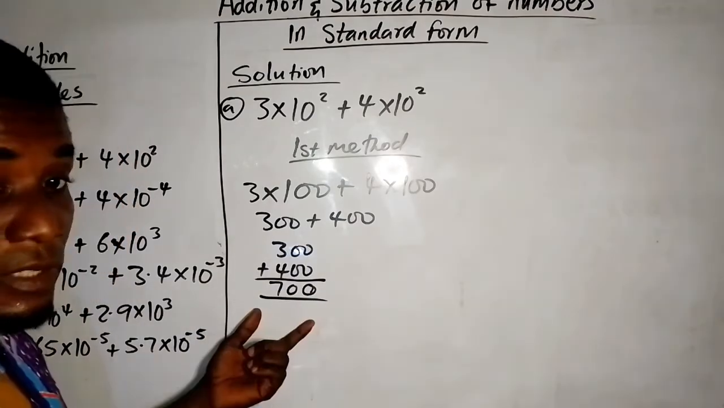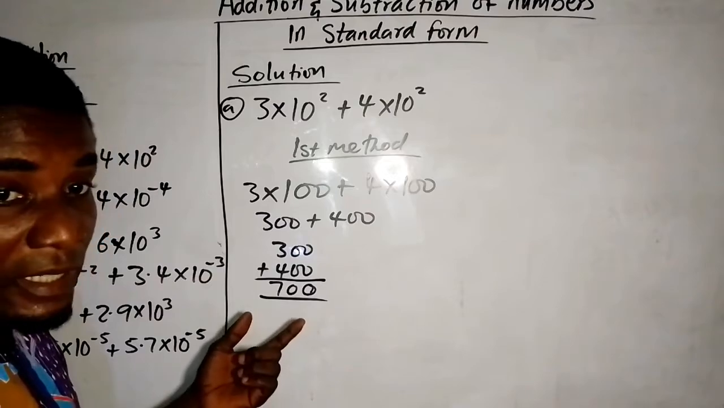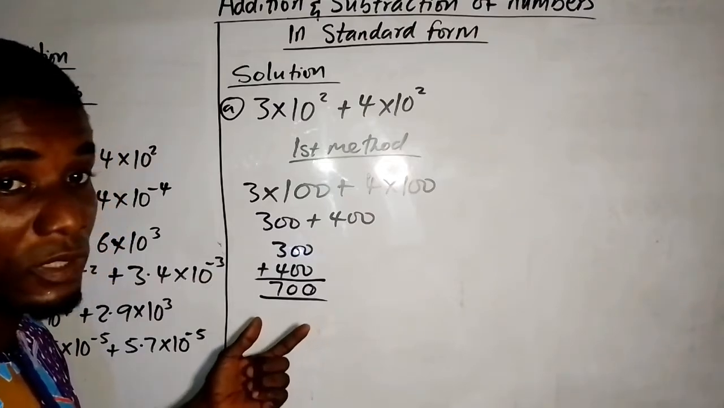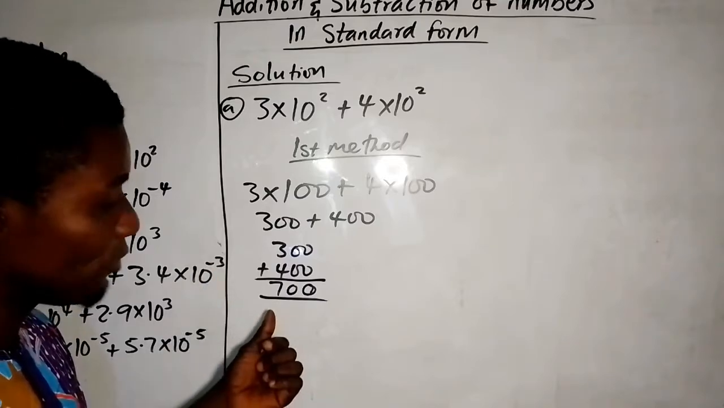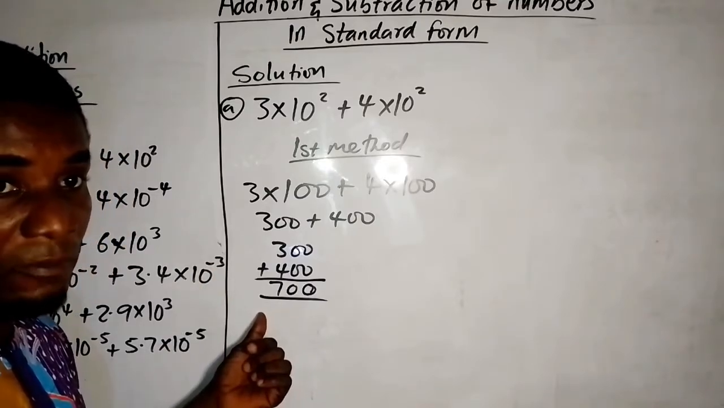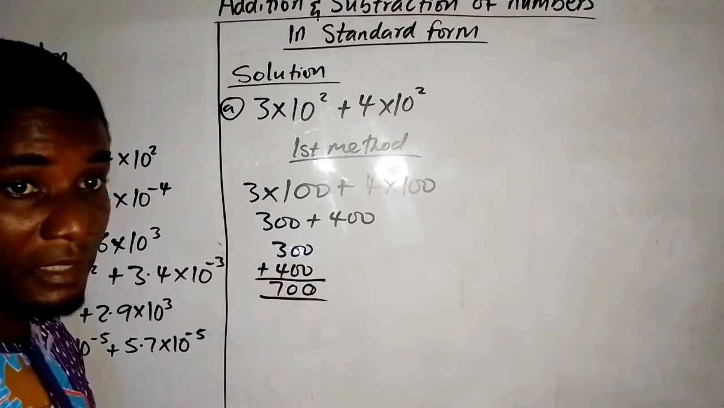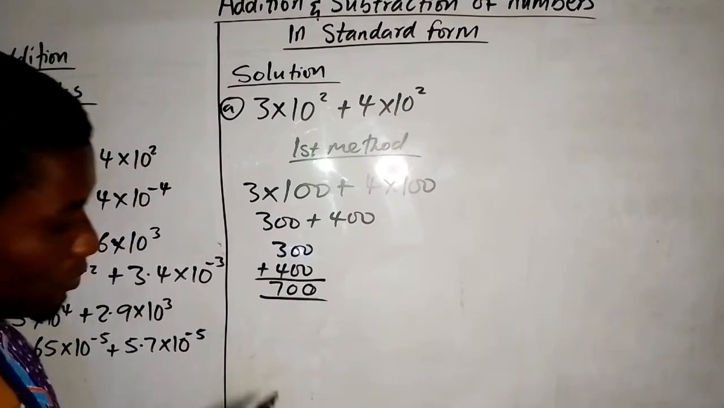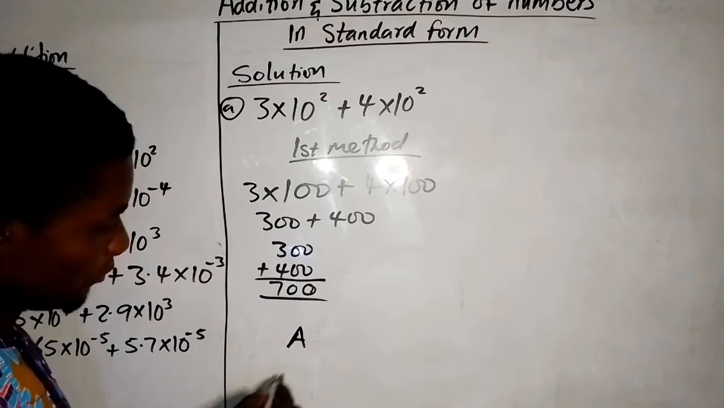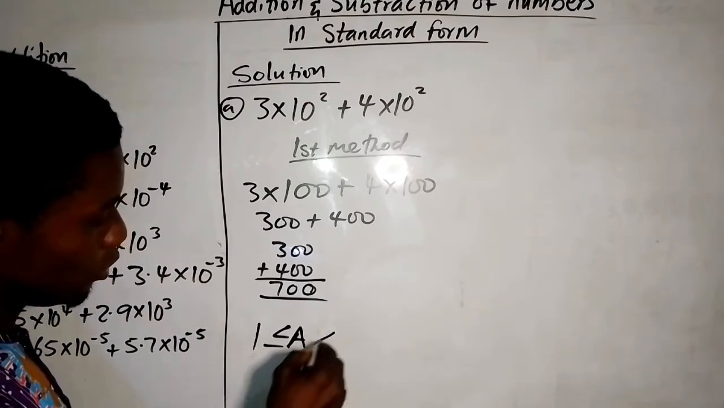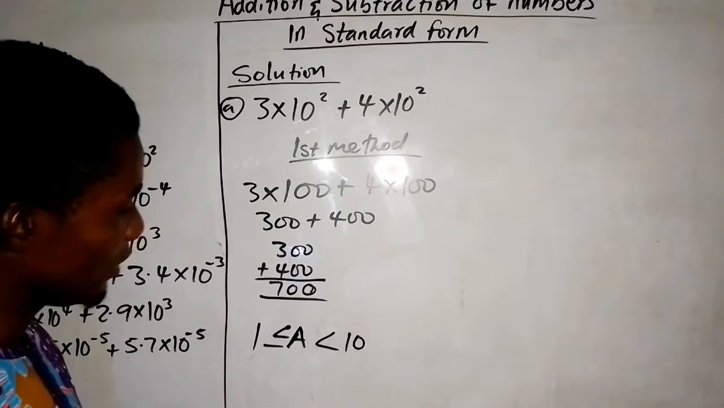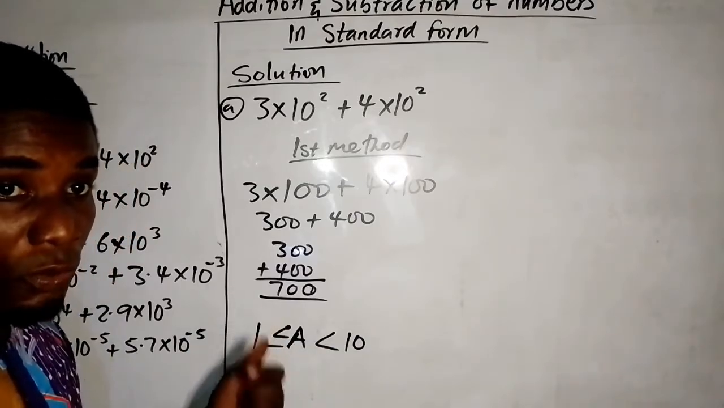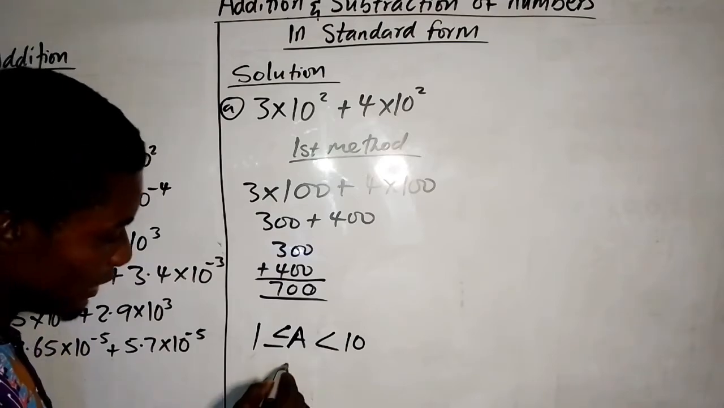This is going to give us 700. Now if you take a look at this answer, you can see that the answer is not in standard form. So what we need to do is to change this number to standard form, in which we have the first number as our coefficient, which is less than 10. Recall, to express a number in standard form, we have a, your coefficient, to be greater than or equal to 1 and less than 10. Now this number is more than 1 and definitely also less than 10.